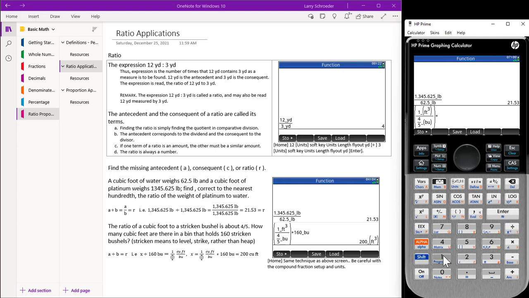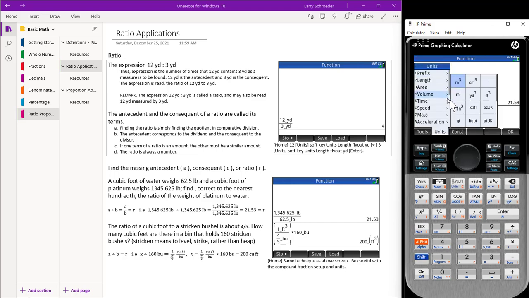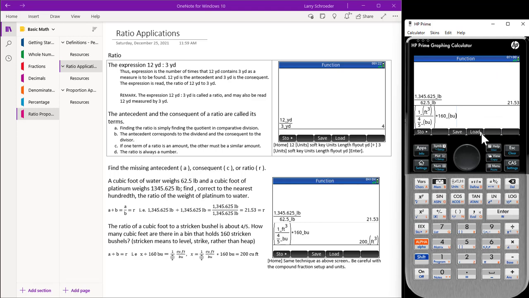times 160 unit volume, scroll, bushel, press enter, get our answer to be 200 cubic feet.